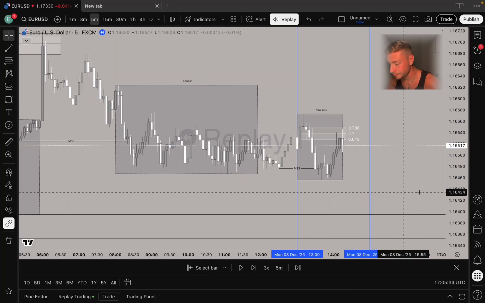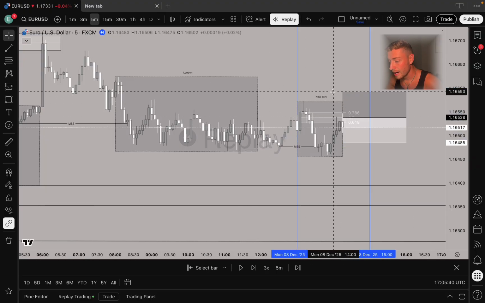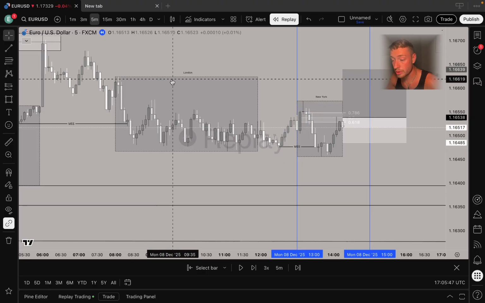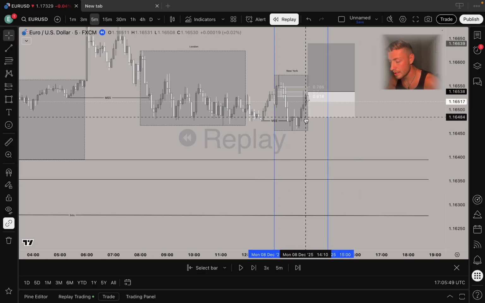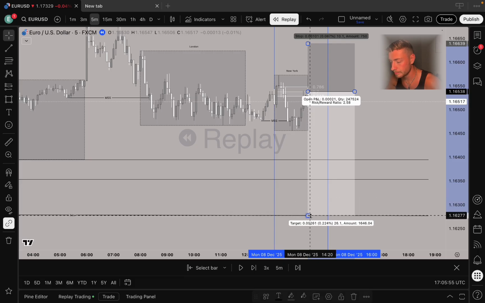Now from here, I've simply entered on the 0.7. I've put my stop loss to 10 pips, which just cleared London highs, and then I set my take profits to 1 to 2, which is 20 pips. So it's just below this low, but we'll go for 1 to 3.